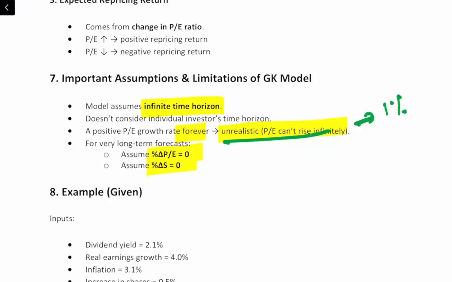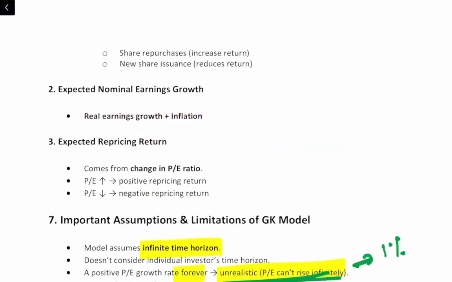Okay. So theoretically, which one is appropriate? This one. So this one is not appropriate. Your PE cannot rise indefinitely. Clear? Now I have discussed the share repurchase. What if the company issues new shares? Now that will reduce the returns because the same income is now distributed among multiple shareholders. Clear? And hence the return which I am generating will now be reduced.